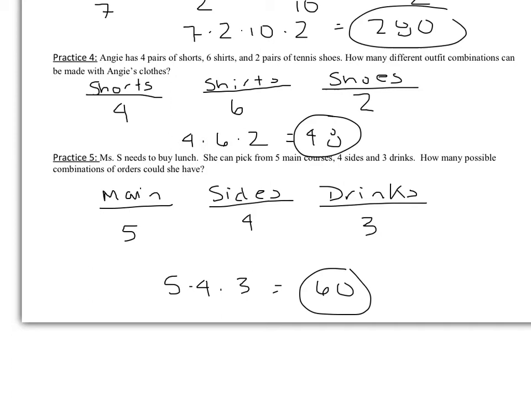Notice on both of these, I'm writing out the categories. I'm showing how many are in each, and I'm showing that I'm multiplying. Part of showing your work on this objective is showing the categories. You cannot write 4 times 6 times 2. We don't know where those numbers came from, so your work needs to show that you know that you're doing shorts times shirts times shoes. So if you didn't make your work look like that, you should go back right now and make it look like that, and know that moving forward on this video, we need to see the categories in your work.